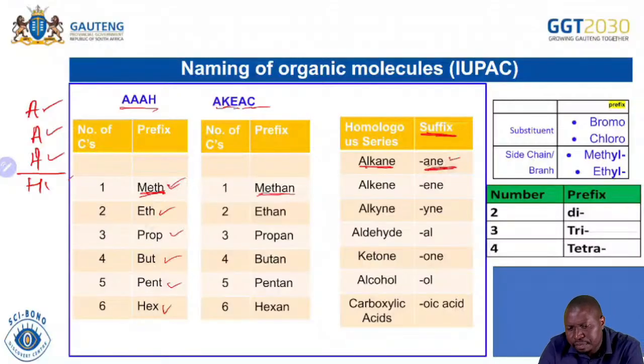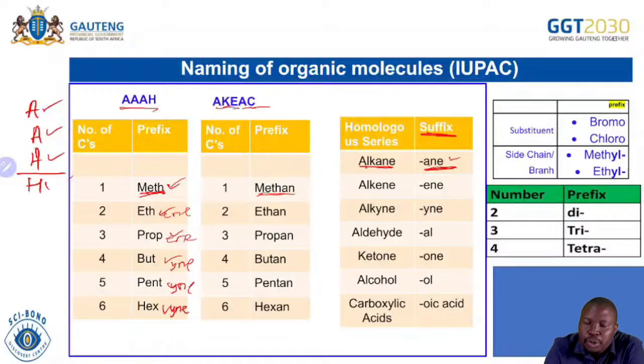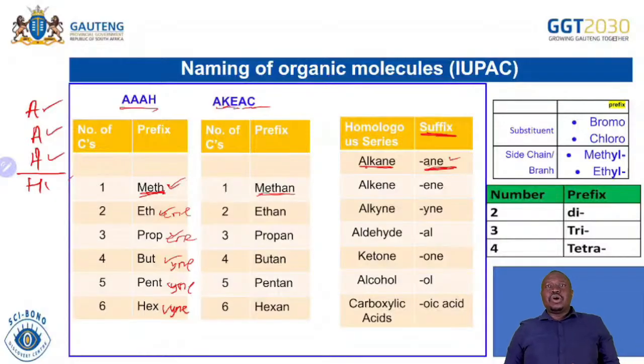Now look at ethane, for example. You'll say ethane. The same applies when we're dealing with alkenes. You can say ethene. You just add the ene in there. Propene. The same when you're dealing with the alkynes. You'll say butane, pentane, and hexane. But you will tell us the position where we find the double bond or the triple bond.